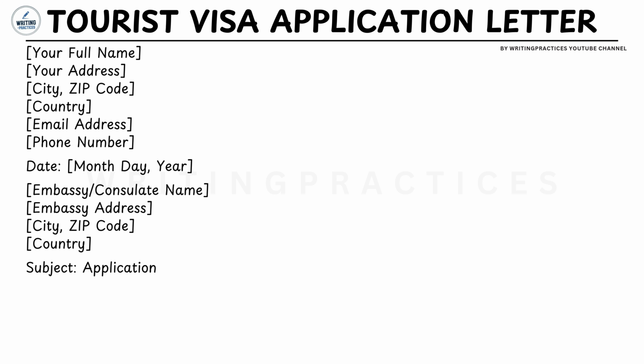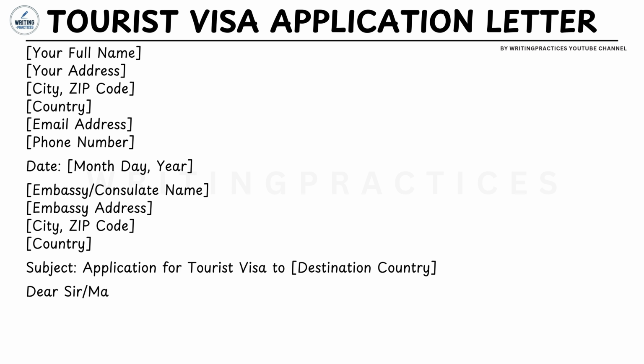Subject line, stating the purpose of the letter. The subject line should clearly indicate why you are writing. It should be direct and specific, like this: Application for tourist visa to France. This immediately informs the visa officer about the purpose of your letter, making it easier for them to process your application. Salutation, a professional greeting. Since you don't know the name of the person handling your case, use a general but professional greeting. Dear Sir or Madam. This keeps the letter formal and respectful.